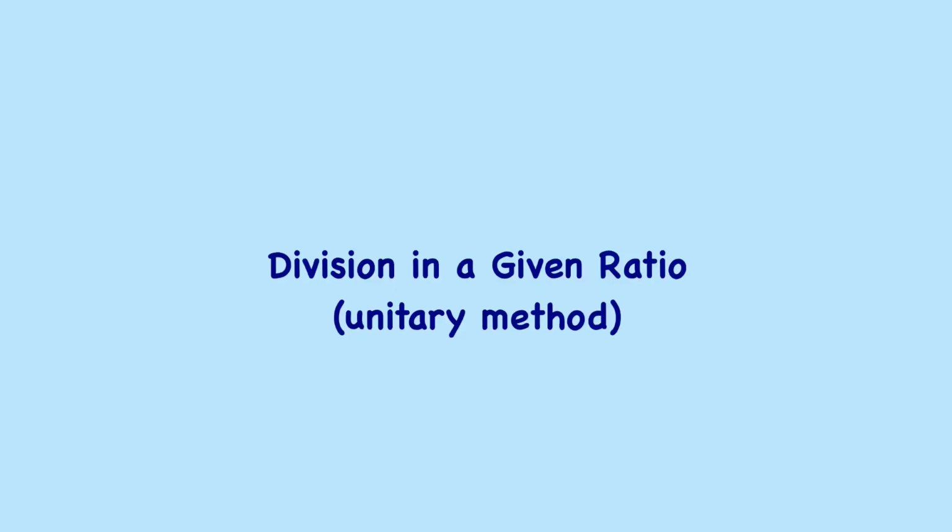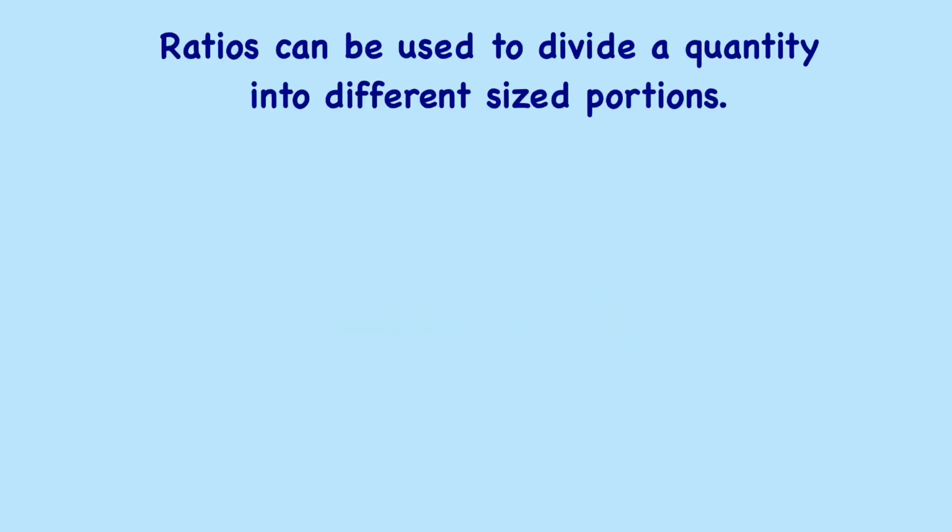Division in a given ratio. Ratios are very useful in dividing certain quantities into different sized portions. There are two different methods to use. In this clip, we're going to look at the unitary method. Let's see how we use it in the following example.